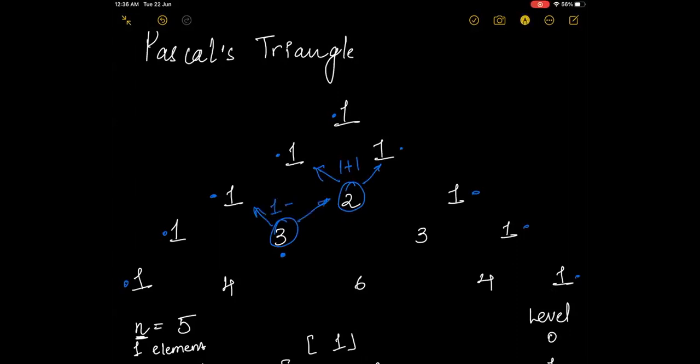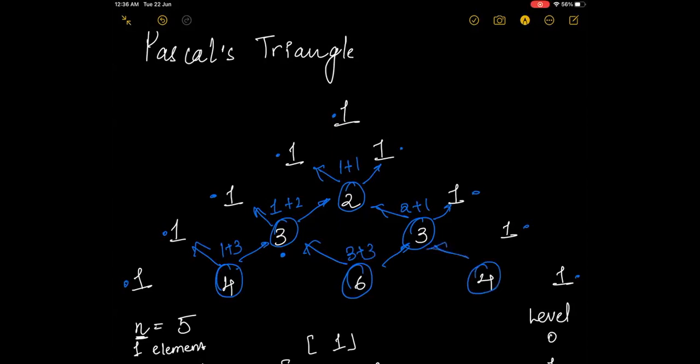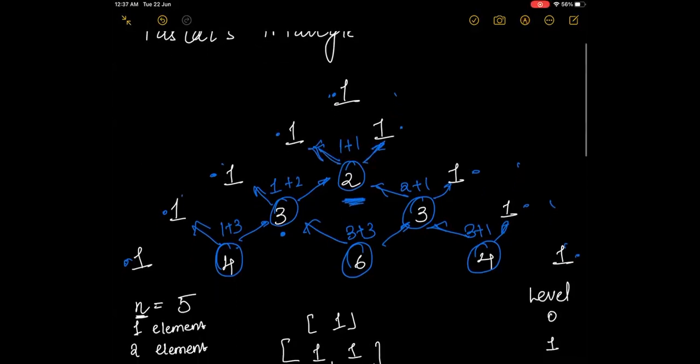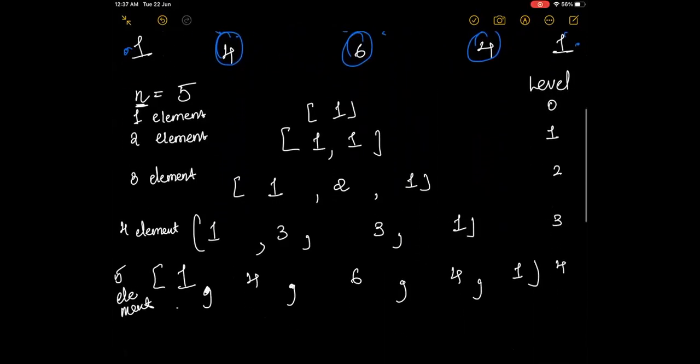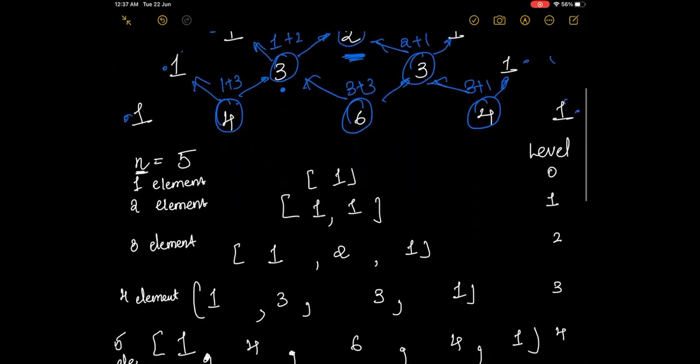So this would be 1 plus 2. And 3 here would be the extreme left and extreme right element, 2 plus 1, which is 3. Similarly here, we have 1 and 3, which is 1 plus 3, which gives us 4. And 6 is 3 plus 3, which gives us 6. And 4 is 3 and 1, which gives us 4. So every element at the extreme left and extreme right is just 1, and every element in between is the sum of the extreme left and extreme right element above it. I hope you guys understood Pascal's triangle.